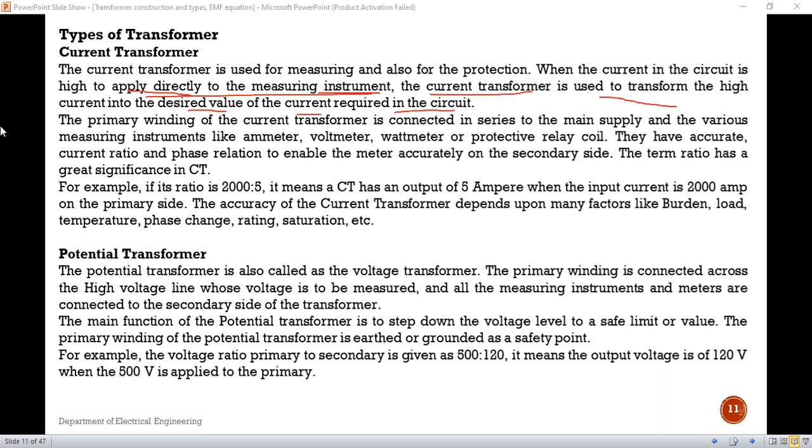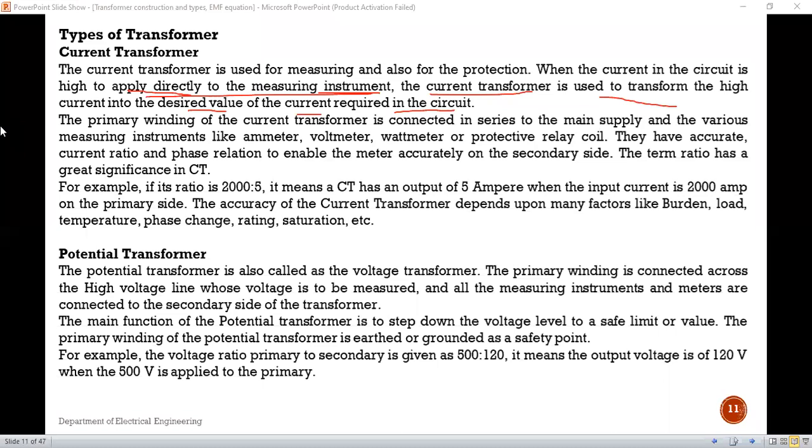That means three phase relation, single phase relation, to enable the meter to work accurately on the secondary side. So that is the correct or accurate phase relation to run another meter, or it may be another measuring instrument which is connected on the secondary side. So the turns ratio has a great significance in the CT, that is the current transformer.